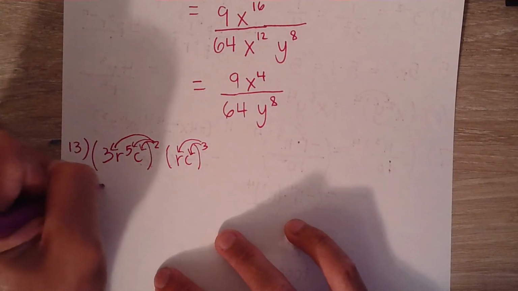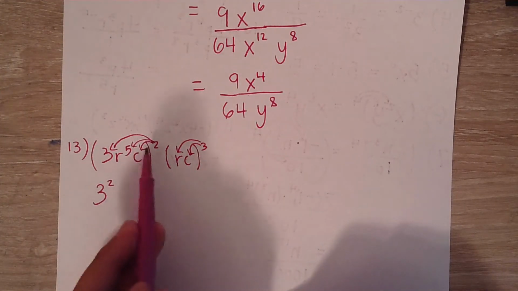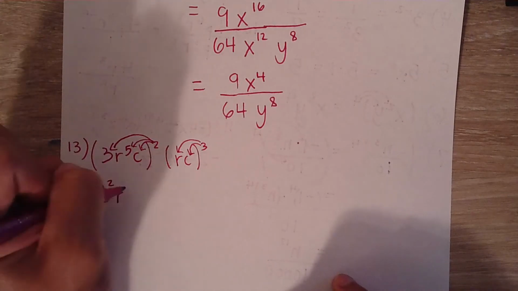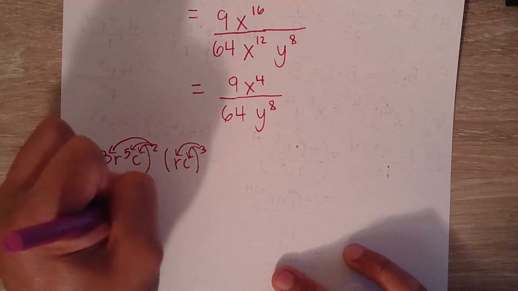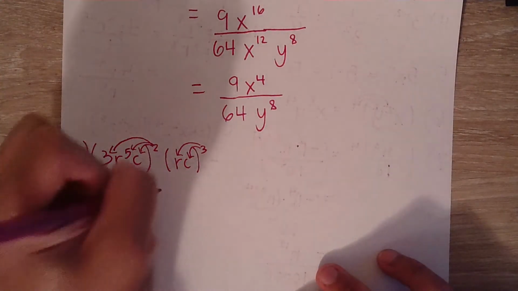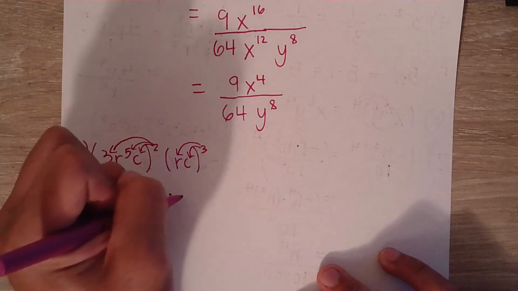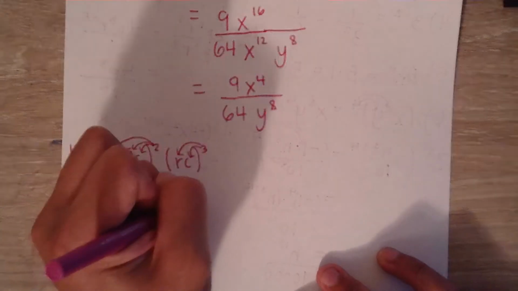3 raised to the 2nd power, and then r raised to the 5th power raised to the 2nd power. That's going to be r to the 10th, right? Because we just multiply. And then c raised to the 2nd power. All of that is multiplied by, distributing that 3 to the r, r to the 3rd, and then c to the 3rd, same thing.